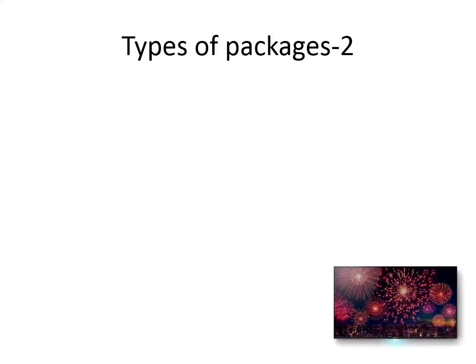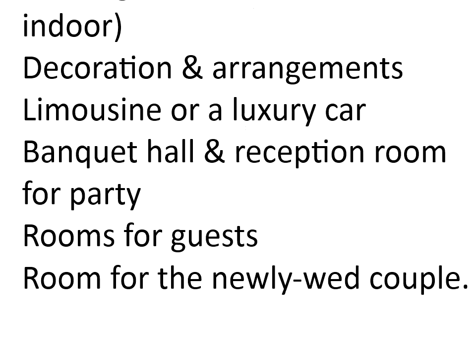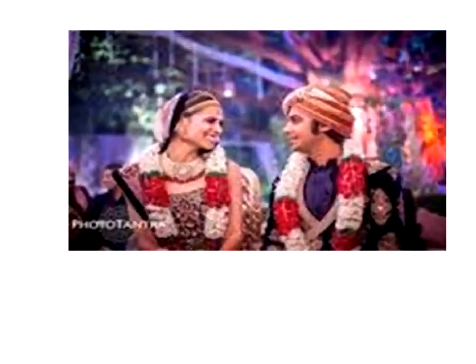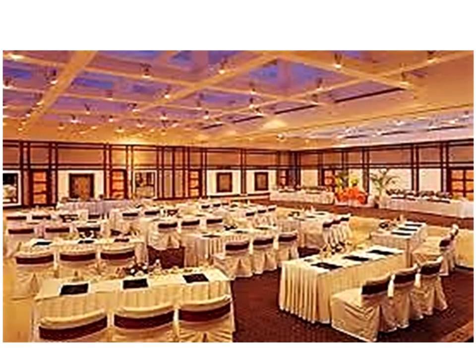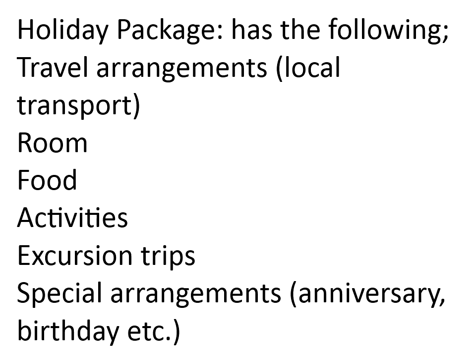Types of packages. 2. Marriage package includes the following: marriage venue, outdoor or indoor, decoration and arrangements, limousine or a luxury car, banquet hall and reception room for the party, rooms for guests, room for the newlywed couple. Types of packages. 3. Holiday package has the following: travel arrangements, local transport, room, food, activities, excursion trips, special arrangements, anniversary, birthday, etc.